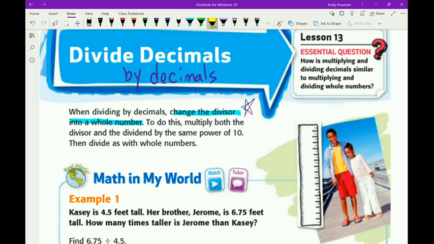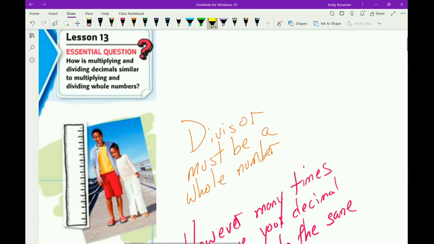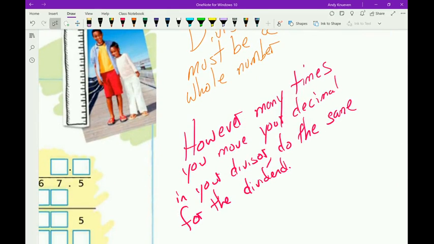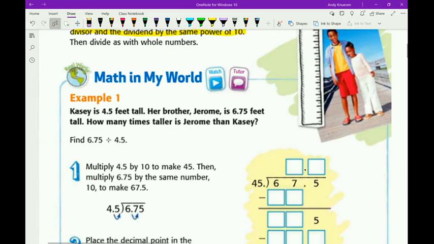So now the key thing though with this lesson is that when you change your divisor to a whole number, you need to change your dividend by multiplying it by the same power of 10. Now, if that sounds confusing, an easy way to say it is however many times you move your decimal in your divisor to make it a whole number, you're going to do the same thing to your dividend. That makes sense. So let's look at our first example.